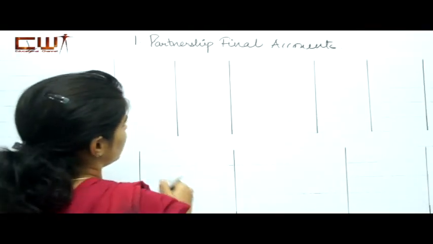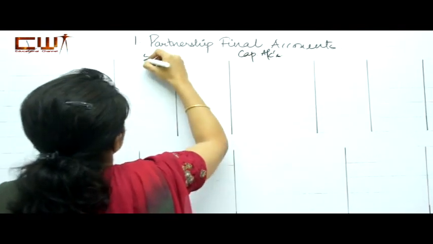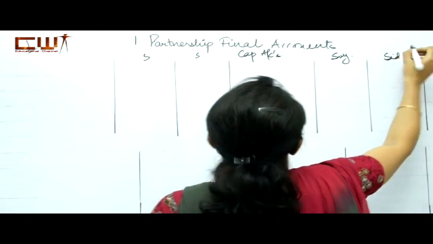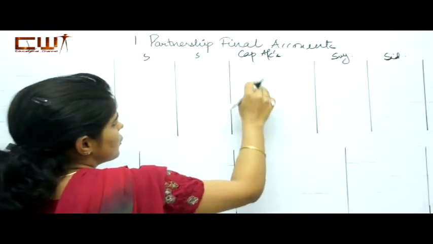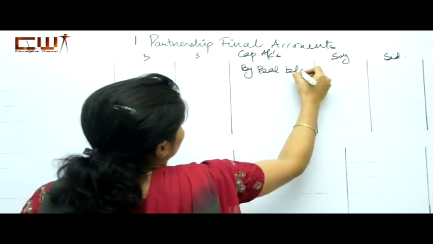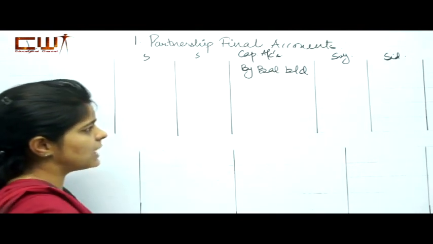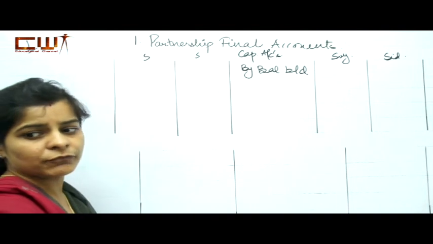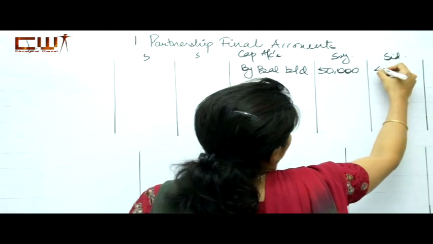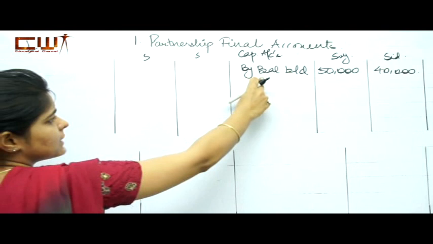See, next thing we have to prepare is the capital accounts of the two partners, Suyash and Siddesh, right? So what will come here? First of all, you will have the balance brought down. What is the balance brought down? Balance brought down of the capital account. See, in your question, credit side capitals have been given as 50,000 and 40,000. So you have to write that balance, 50,000 and 40,000. So this is that balance.